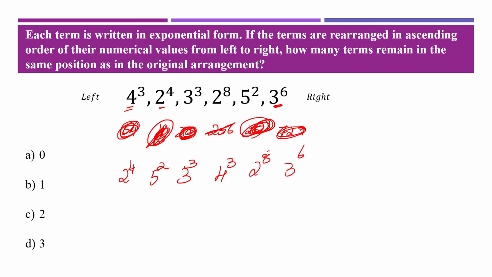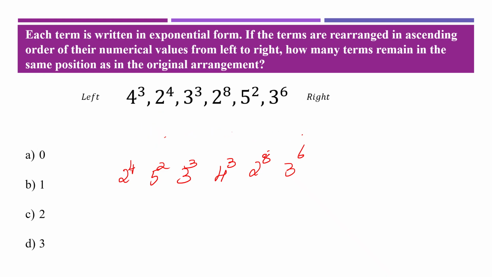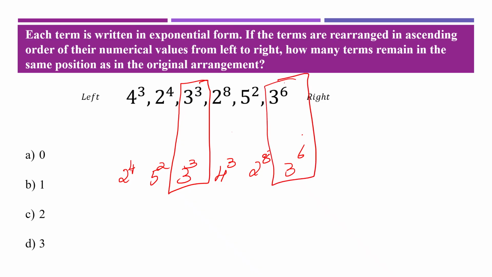Let me arrange these values first and compare which are the numbers or the exponents in their original position. As you see, 3 power 3 is in third position with no change, and 3 power 6. So we have two numbers in their original position. So I go with option C. Great.